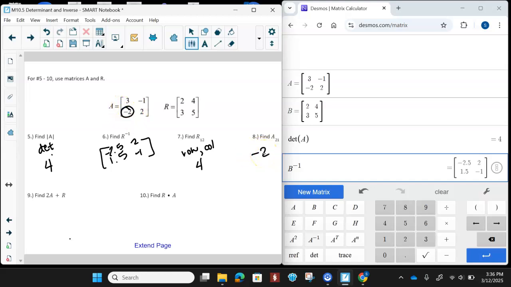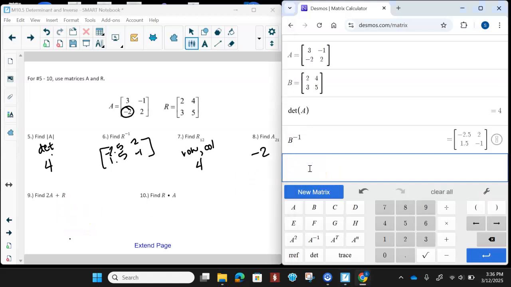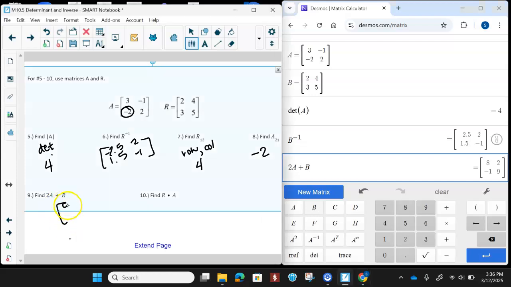That element is -2. Then here, notice with your operations, you had to find 2 times A plus R. Again, remember, I used B here. So that is 2 times A plus B in my case, because that was my R. And there it is. So this here is 8, 2, -1, 9. Because that's scalar multiplication, 2 times A and plus the matrix R.